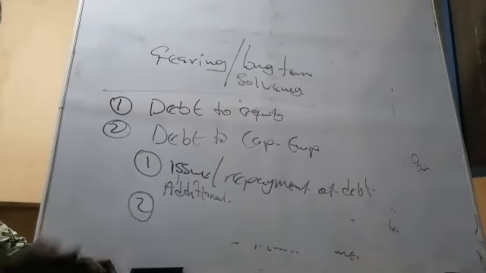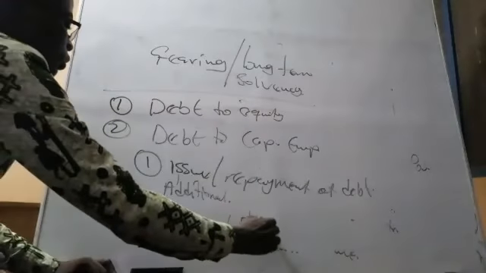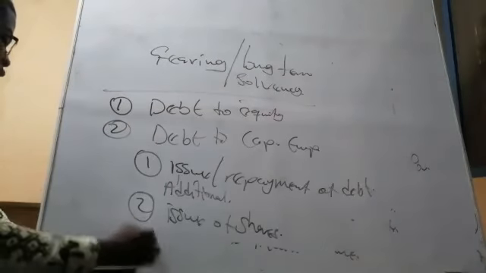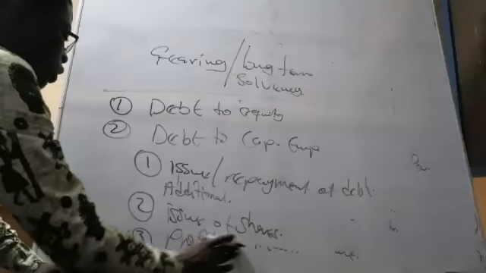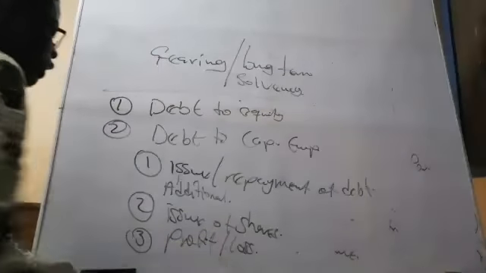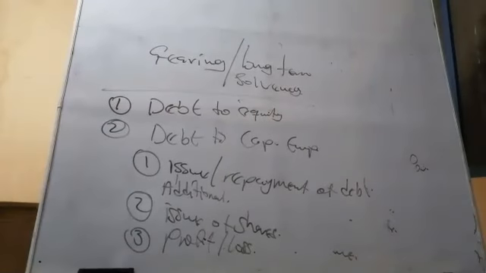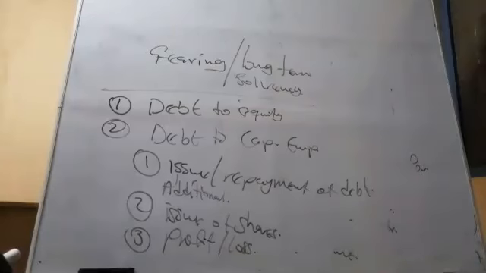Number two, issue of shares, be it bonus shares or rights issue, still the same. And three, profit or loss. That's the retained earnings. If you are making profit consistently, it will increase the equity in the long run. And when equity increases, the debt to equity ratio reduces. That is it.